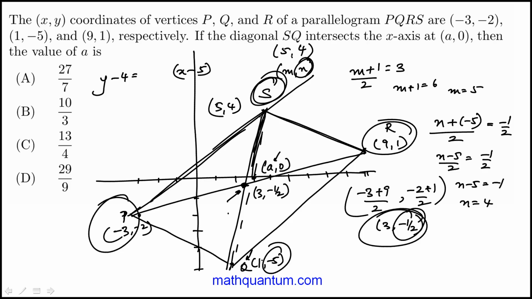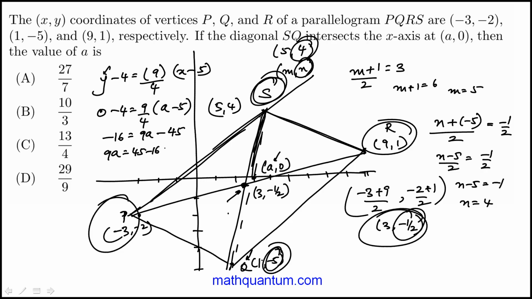And then the slope would be the difference in the y coordinates, 4 minus -5, which is 9, over 5 minus 1, which is 4. And then to find the x-intercept, you set y to 0, and x is a. That would give us the a value. If I multiply through, -16 is equal to 9a minus 45. 9a becomes 45 minus 16, which is 29. And that means a is 29/9, which is choice D.